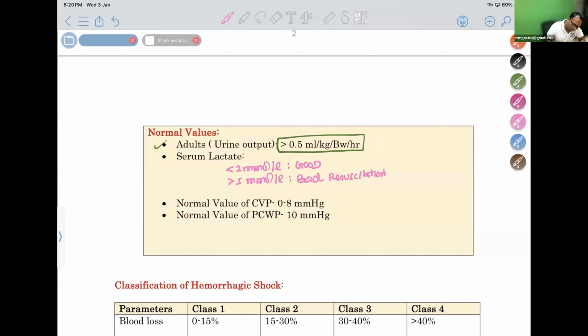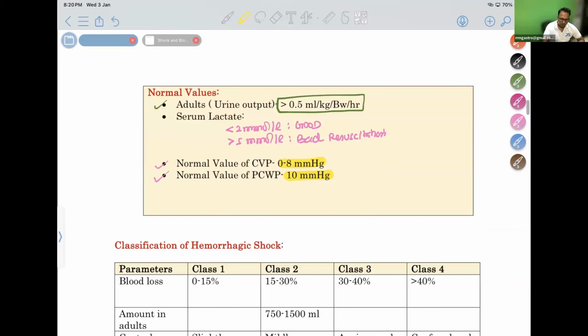Normal values of CVP and PCWP, you know that well. So 0 to 8 for CVP. Pulmonary capillary wedge pressure is 10 millimeters of mercury. Okay. So now let us discuss each shock one by one in detail.